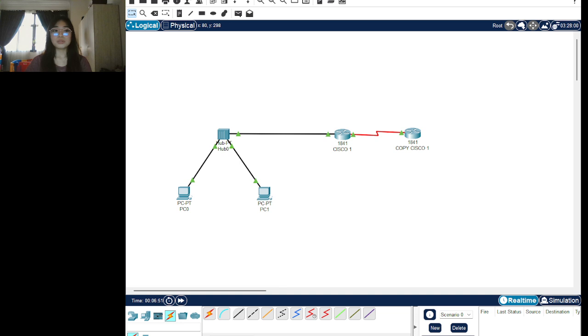Initially, we used Ethernet ports, then we switched to serial ports. And that concludes the activity.